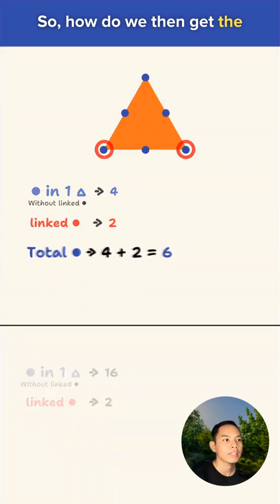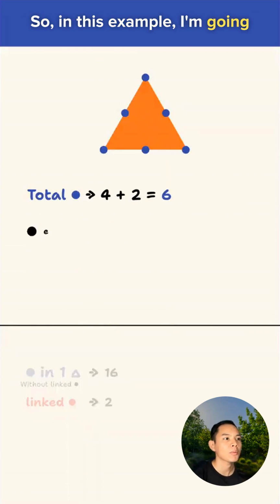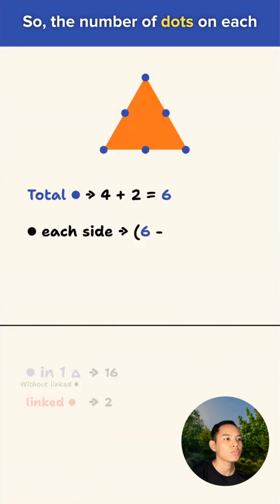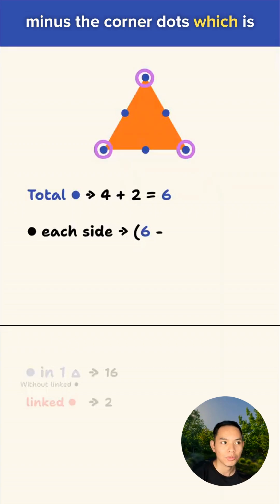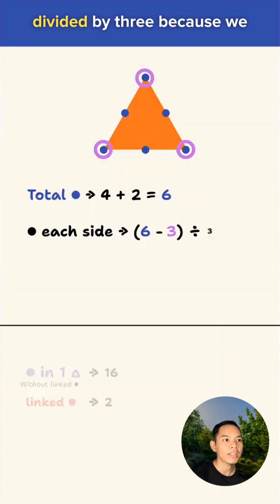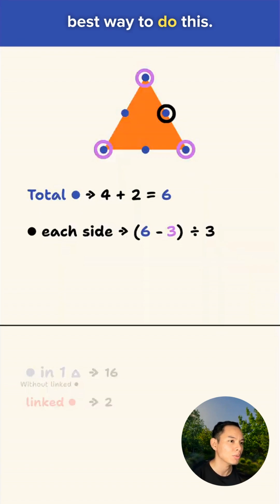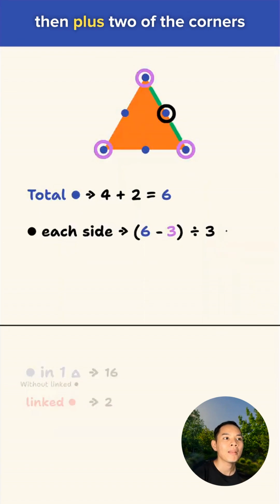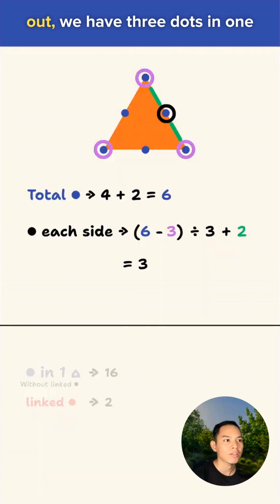So how do we get the number of dots on each side of a triangle? In this example, I'm going to show you the equation. The number of dots on each side is equal to total dots, which is 6, minus the corner dots, which is in purple 3, and then we divide by 3 because we want to find one side's dots without the corners. After that, we plus 2 for the corners because we want to find one side of the triangle. If you figure this out, we have 3 dots in one side of the triangle.